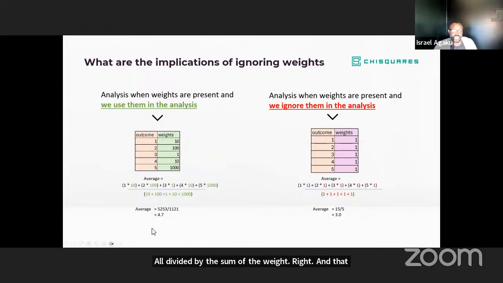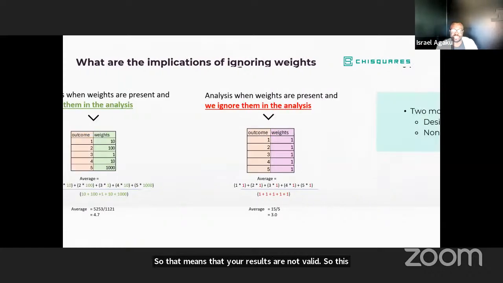So here, when the analysis was weighted, the answer was 4.7. When the analysis was not weighted, or when we ignored the weight, the result is 3.0. Now, 4.7, the last time I checked, is not the same thing as 3.0. So that means that your results are not valid. So this is what happens when there are weights, but you ignore them. So please don't ignore the weight.